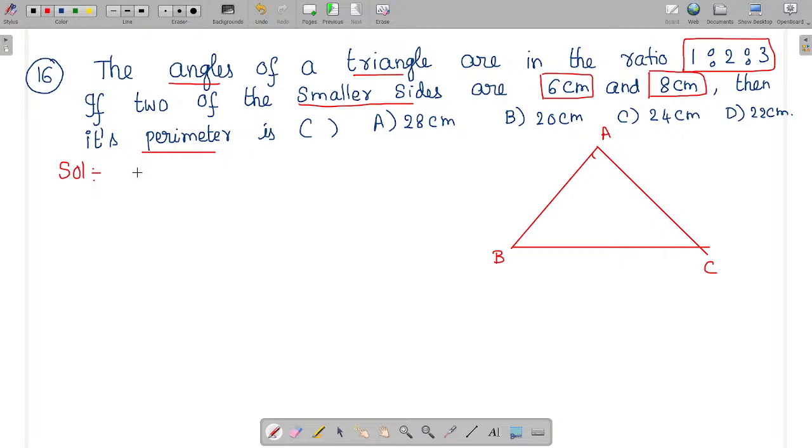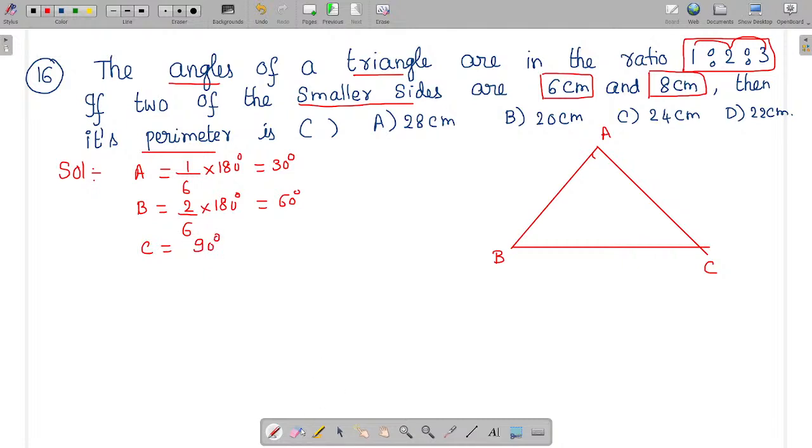1:2:3. Easily we can find the angle A. Total parts 3 plus 2 is 5, plus 1 is 6. 1/6 of the sum of the angles, 180, means angle A becomes 30 degrees. Angle B is 2/6 of 180, that will be 60 degrees. Obviously the angle C is 90 degrees.